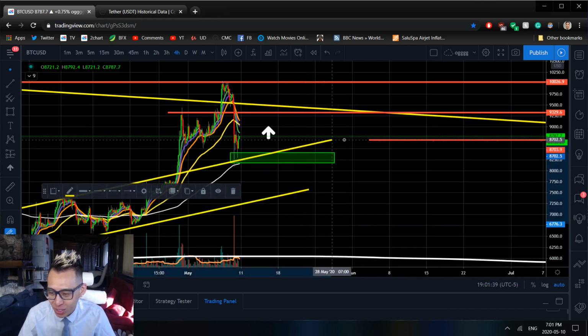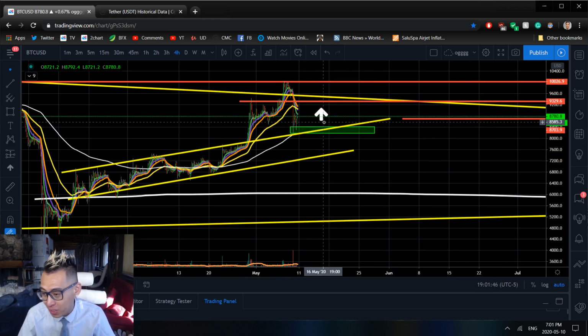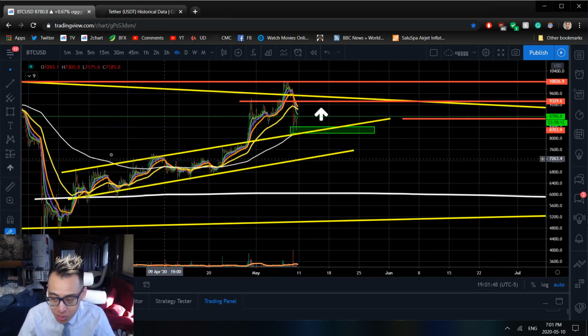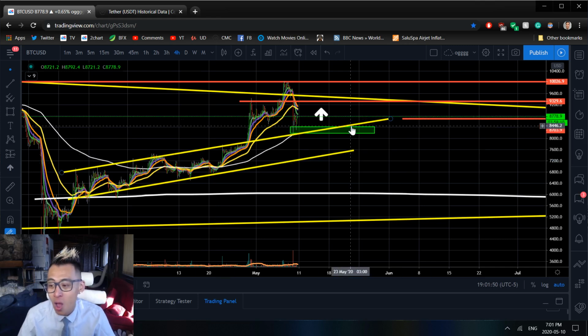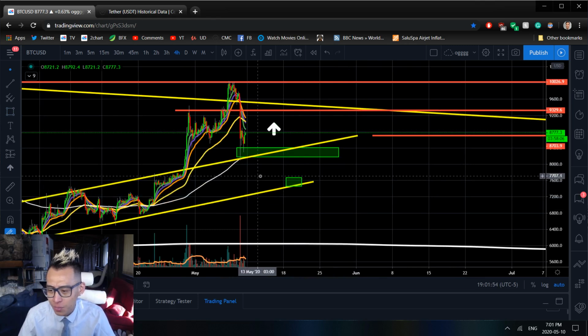If we're going to be testing this channel right here, right around this particular region, and we did not hold there in this particular upward resistance area, this sloped line, then most likely we're going to end up falling down to here, around the 7,000.